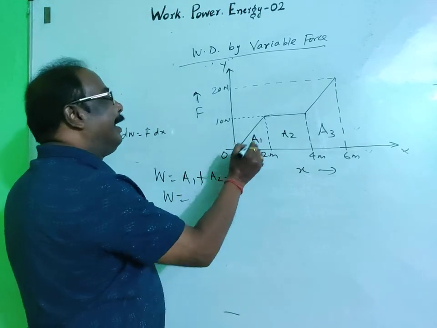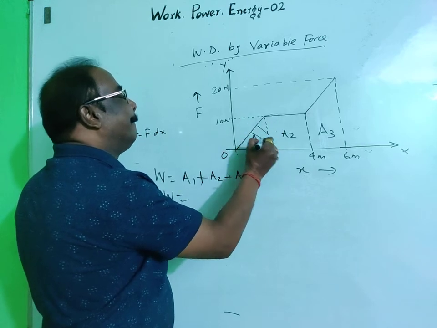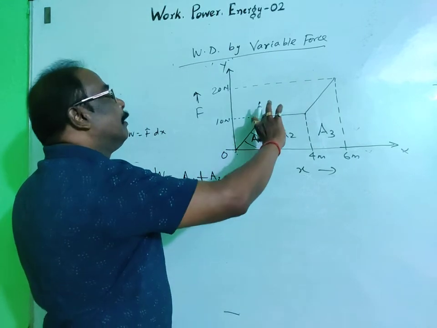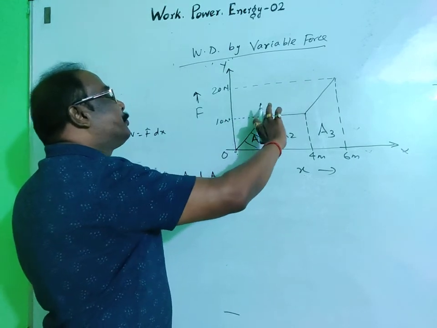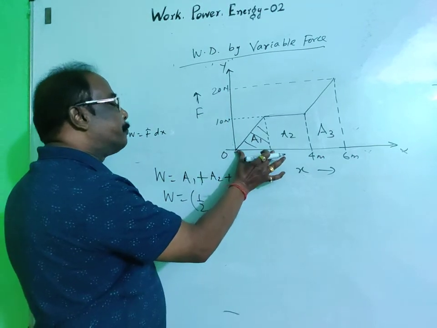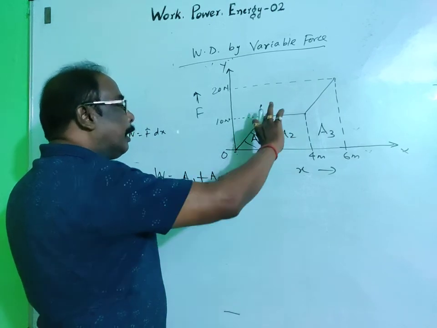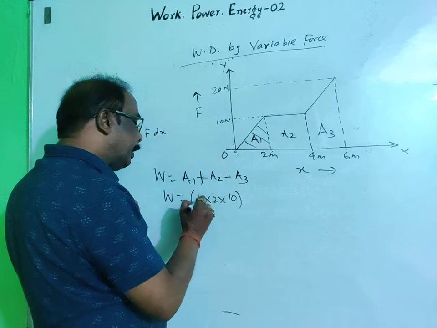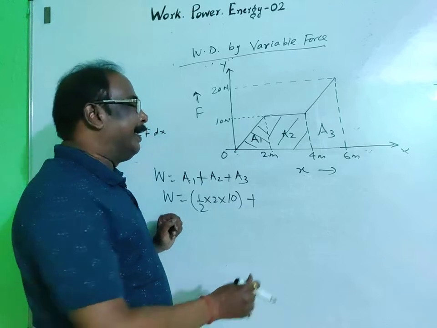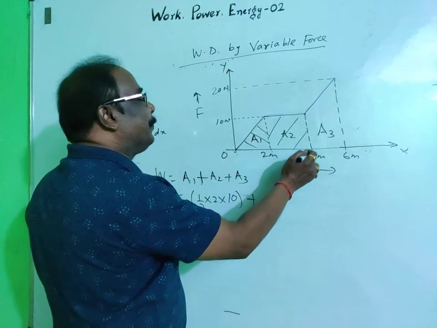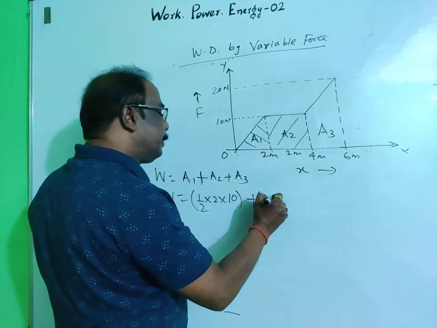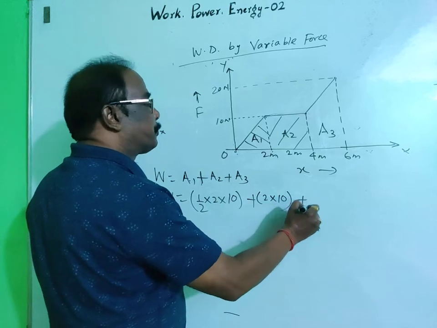Then A1. A1 is area of this triangle. Base of the triangle is 0 to 2, means 2 meter, and perpendicular is 0 to 10 Newton, means 10. Then area A1 is half, base is 2 meter, and perpendicular is 10 Newton. This is A1 plus A2. A2 means area of this rectangle. Length is 2 meter to 4 meter, means 2 meter, and breadth is 10 Newton, means 2 meter into 10 Newton, plus area A3.